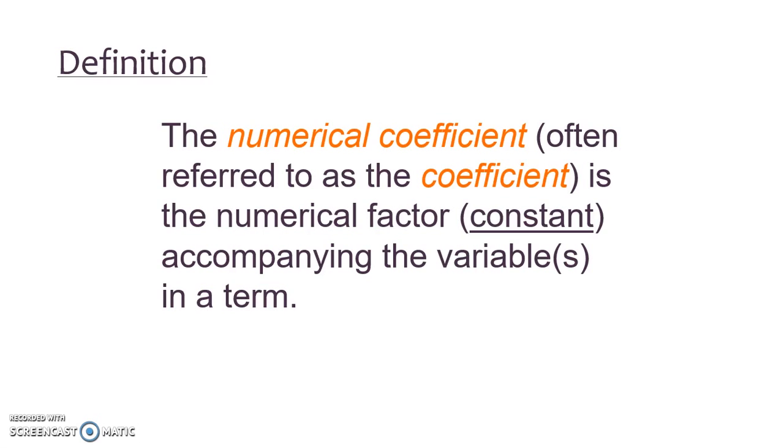So we touched on this a little bit earlier, but here's the actual definition. The numerical coefficient, or often just referred to as the coefficient, is the numerical factor, which is constant, accompanying the variables in a term. So remember we said, if we have 3x, this is our variable, and this is our coefficient.